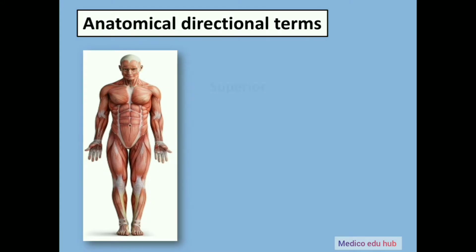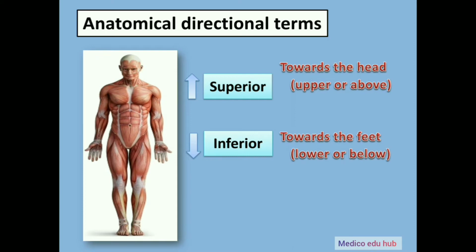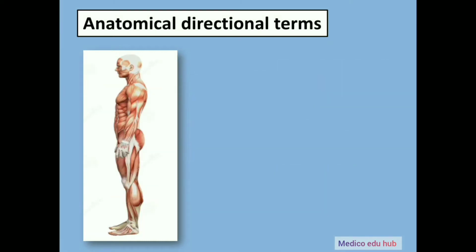We are going to start with superior and inferior. Superior means toward the head and it can also mean upper or above. Inferior means toward the feet and it can also mean lower or below. For example, we would say the heart is located superior to the small intestine, or we could say the small intestine is located inferior to the heart. So, let's move to the next slide.